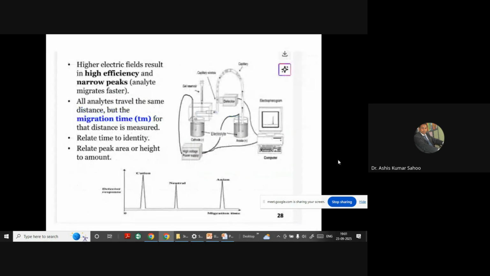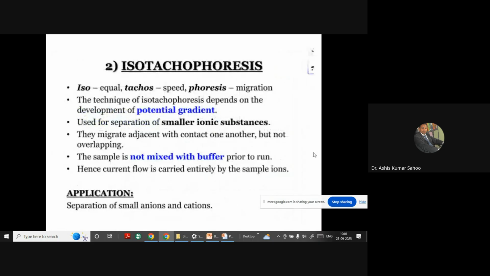Higher electric field gives high efficiency. So by using this, isotachophoresis: iso means equal, tacho means speed, so equal speed of cations and anions is called isotachophoresis. The technique of isotachophoresis depends on the development of a potential gradient. Here we can use separation of smaller ionic substances to migrate adjacent to one another, but not over. The sample is not mixed with buffer, hence current flow is carried out entirely by the sample.